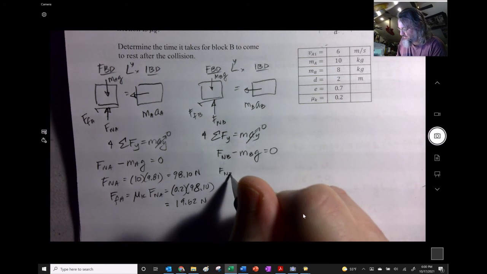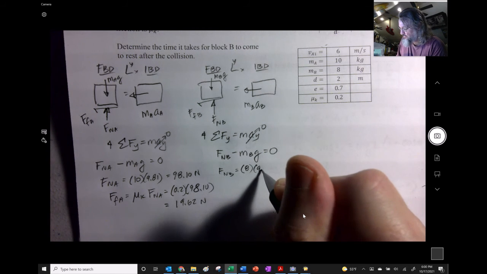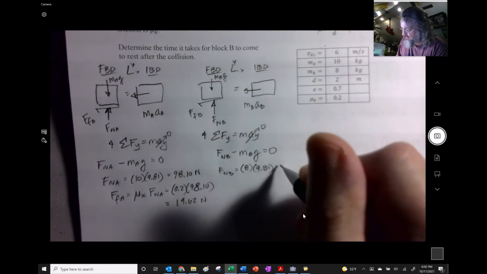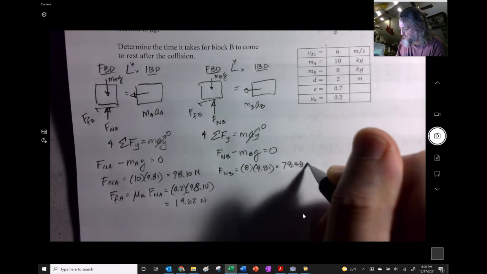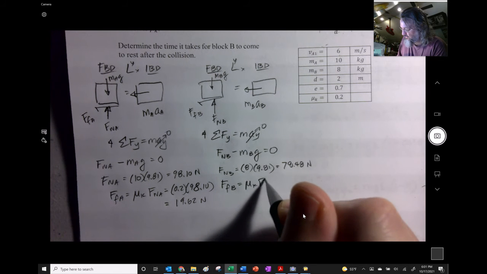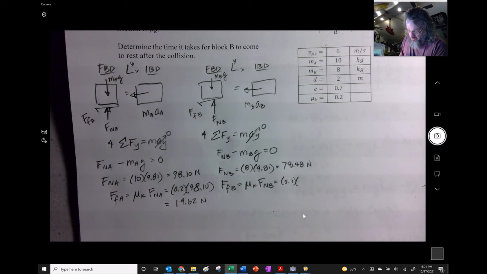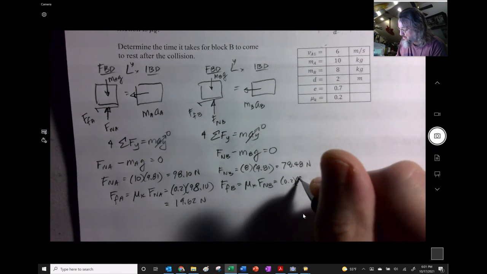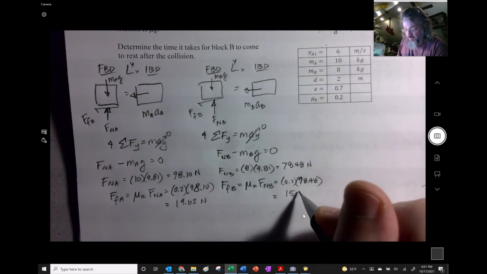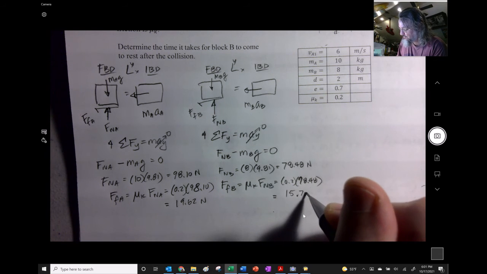So we get F_NB is equal to the mass of B, which is 8 times 9.81, boom, 78.48 newtons. Friction of B is going to be 0.2 times F_NB, or 0.2 times 78.48. So we get 15.696, about 15.70 newtons. Okay.